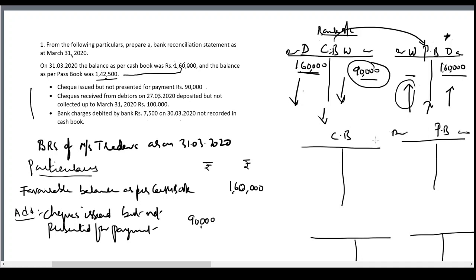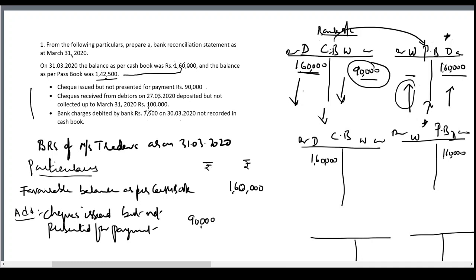Debit, credit, credit, debit. I'll put a star mark here. This is deposits, this is withdrawals, this is withdrawals, and this is deposits. I start with the same balance, 1,60,000 here. Okay. Now, checks received from debtors on 27th March 20, deposited but not collected up to 31st March 20.